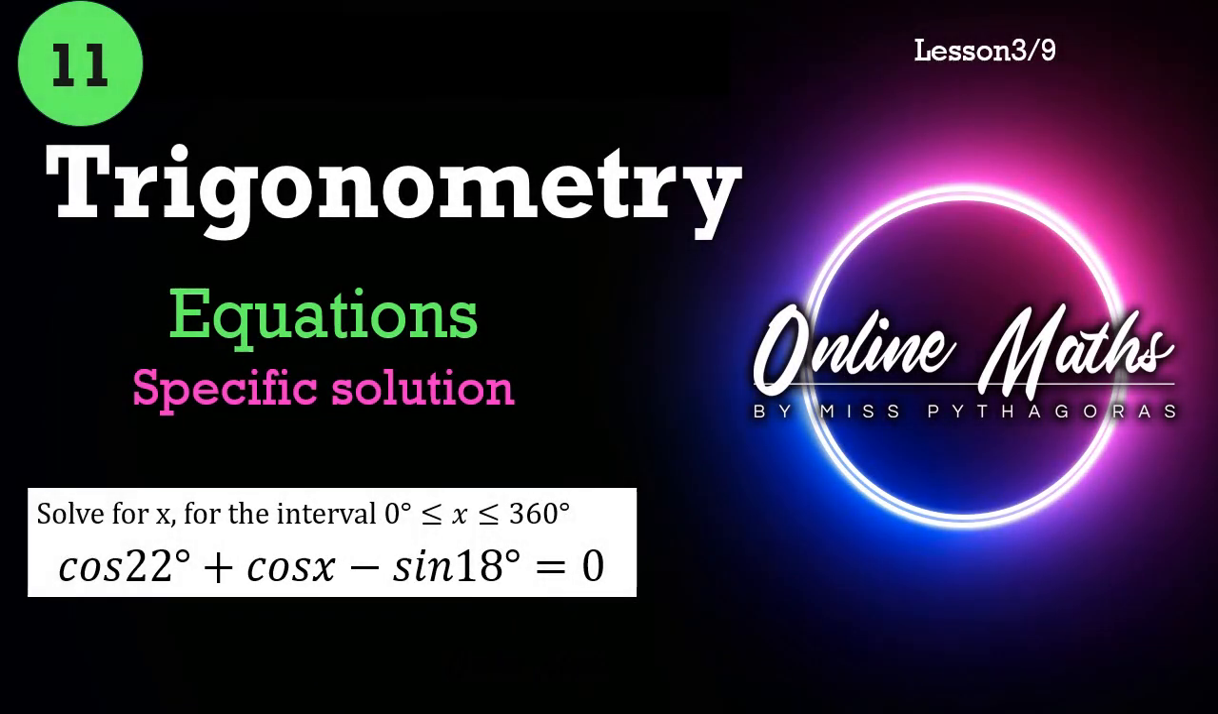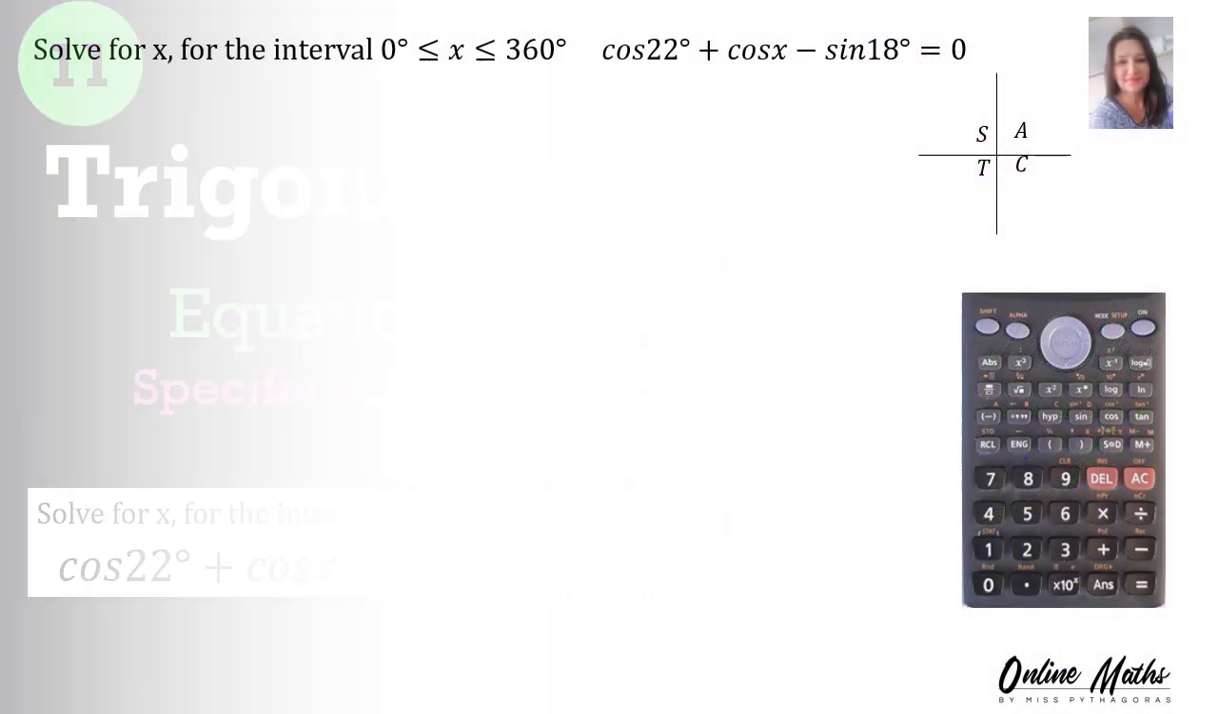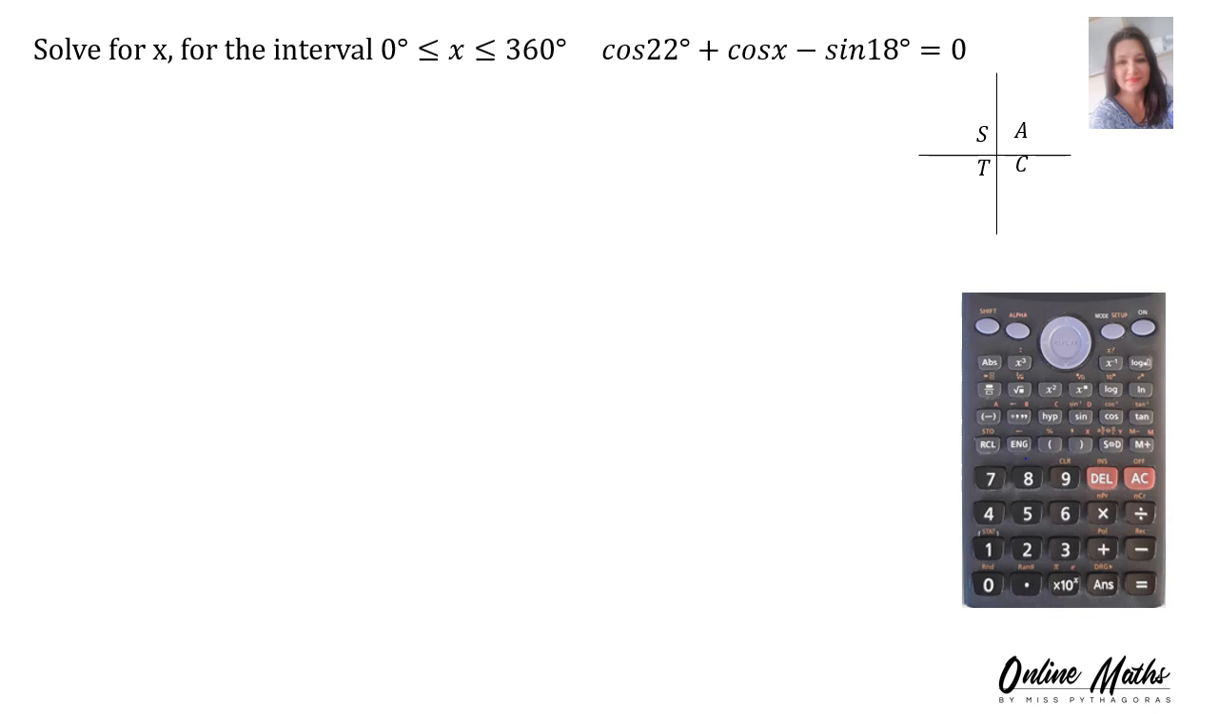Hello everybody, in this lesson I will deal with another practice example on equations specific solution. Solve for x for the interval 0 up to 360 degrees, and then I give you cos 22 degrees plus cos x minus sin 18 degrees equals 0.